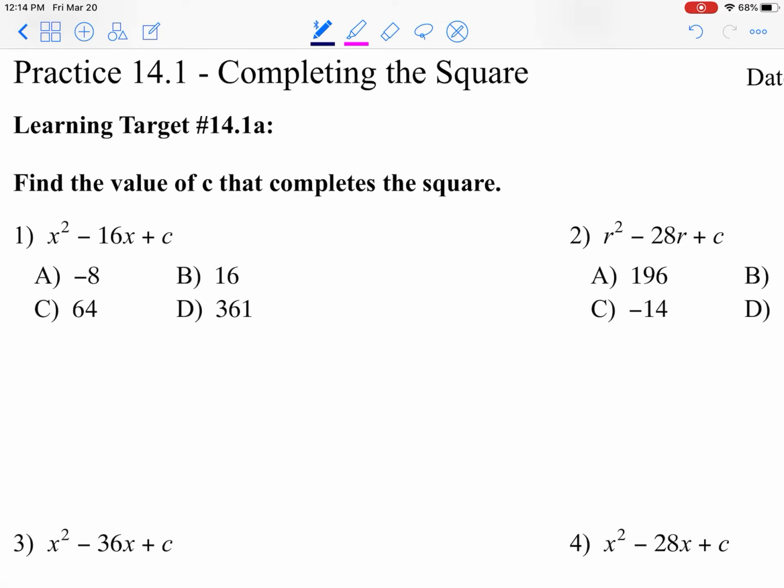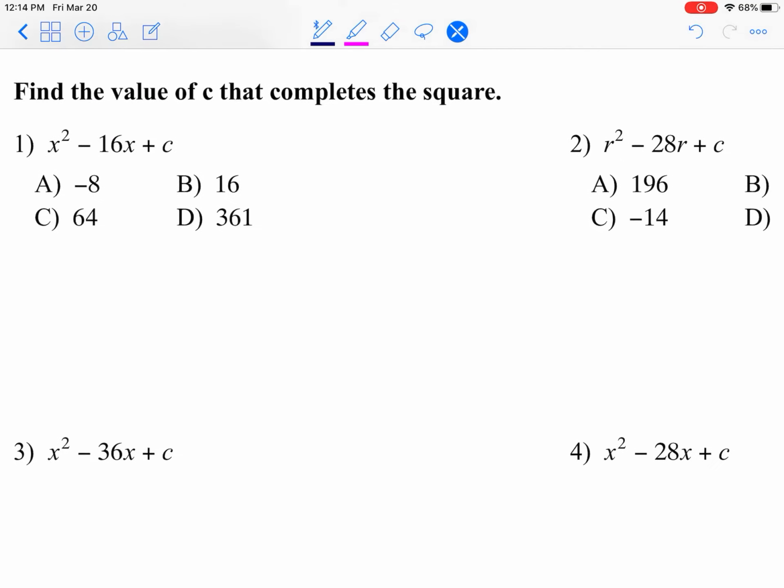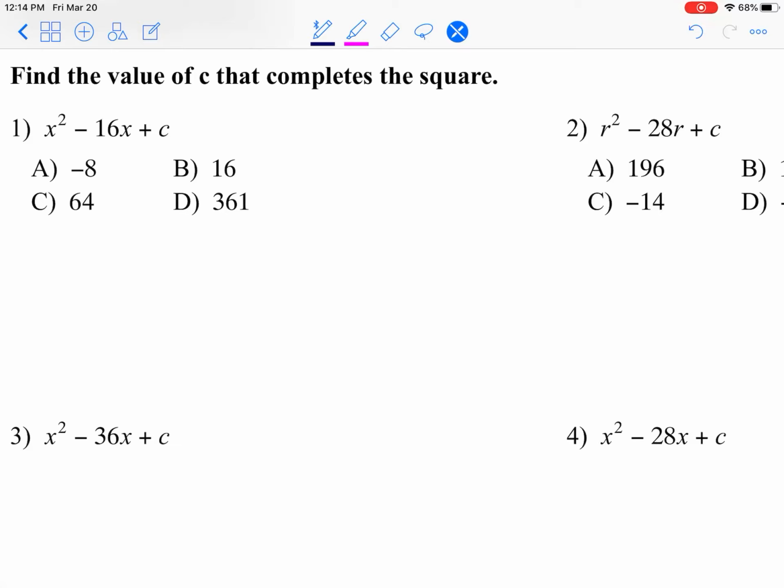Hey, good morning. Today we're going to look at practice 14.1, completing the square, and I'm going to do a couple of examples for you so that hopefully that helps with when I'm going to do some of the odds and you're going to do some of the evens or all the evens, and hopefully this helps for you to complete the packet.